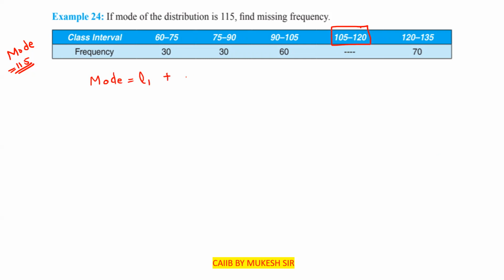L1 plus (L2 minus L1) times (F1 minus F0) upon 2F1. So this is the formula here, and the mode is 115. We have to calculate the frequency. Since the mode is 115, it lies in the class interval 105 to 120. So it lies basically in this class interval. So just put those values here.